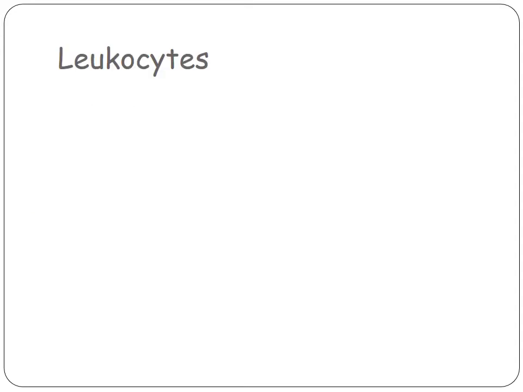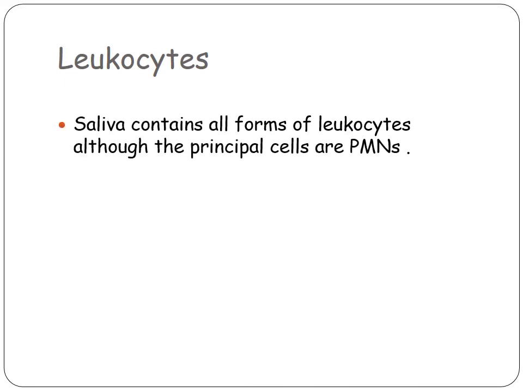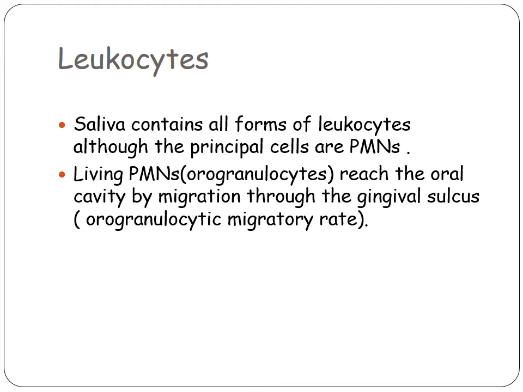Talking about leukocytes, saliva contains a large number of different types of leukocytes, although the principal cells are the polymorphonuclear cells. The living polymorphs are called orogranulocytes. They can reach the oral cavity by their migration through the gingival sulcus. The rate of their migration is called the orogranulocytic migration.